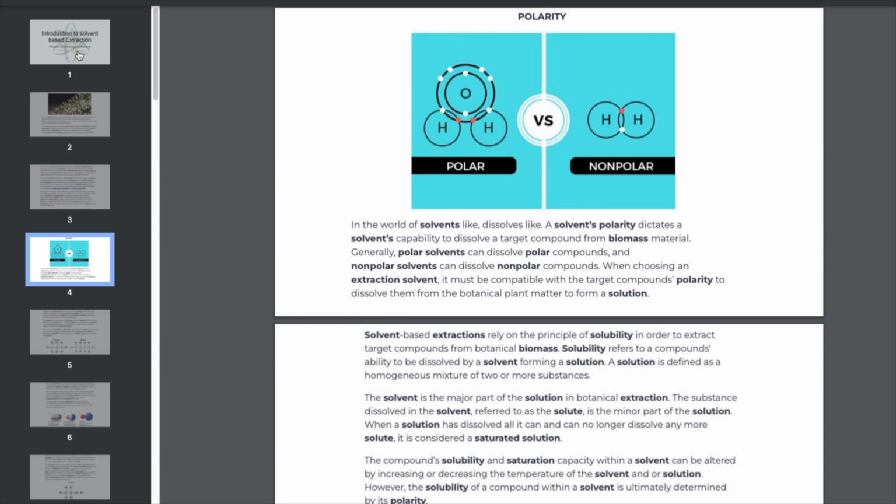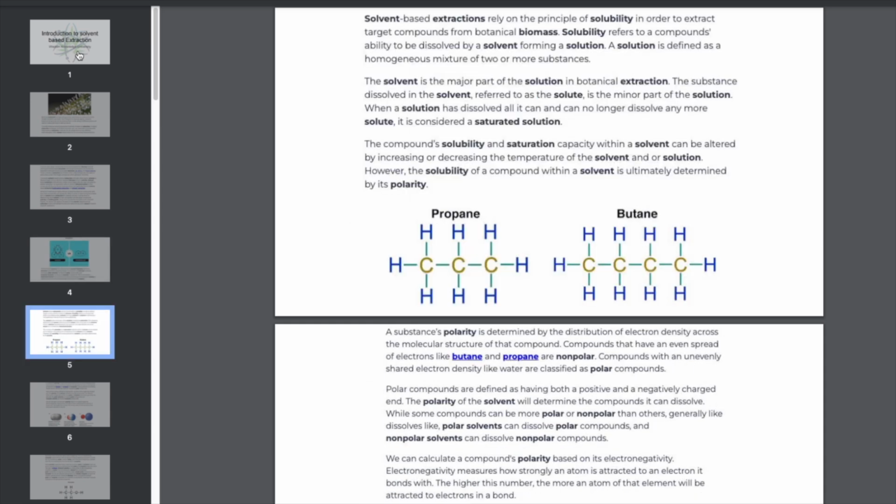Generally, polar solvents can dissolve polar compounds, and nonpolar solvents can dissolve nonpolar compounds. When choosing an extraction solvent, it must be compatible with the target compound's polarity to dissolve them from the botanical plant matter to form the solution, that sweet golden honey oil that we all know and love. Here's the distinction between a polar compound and a non-polar compound. We're going to get into the taters of the science right here.